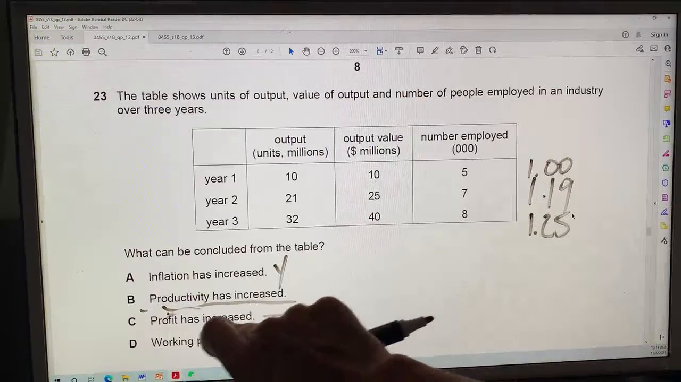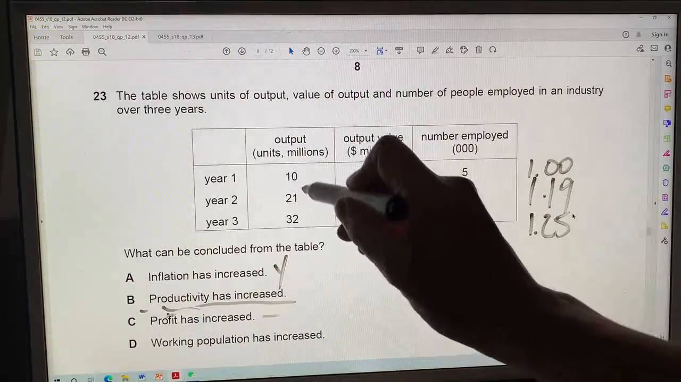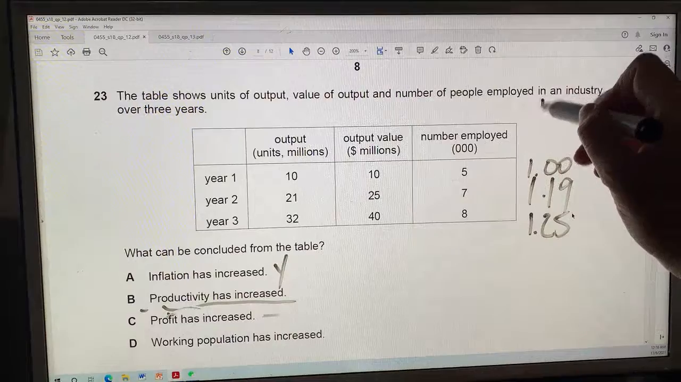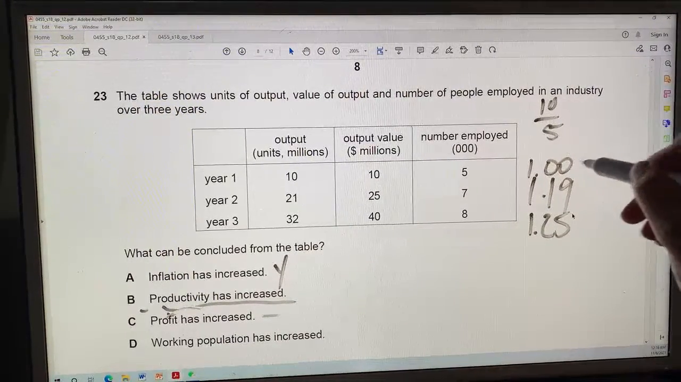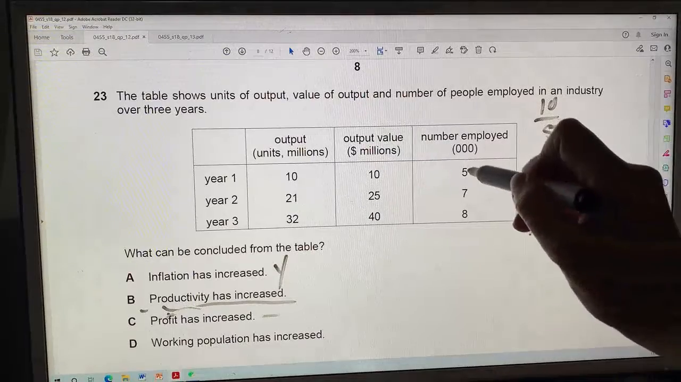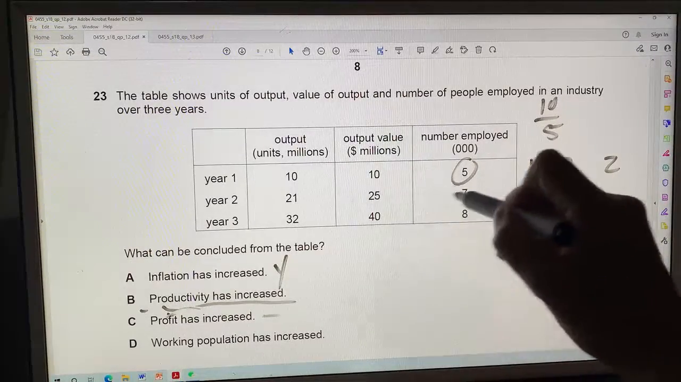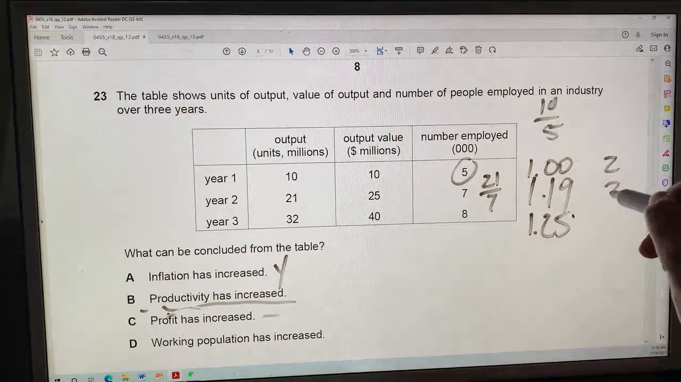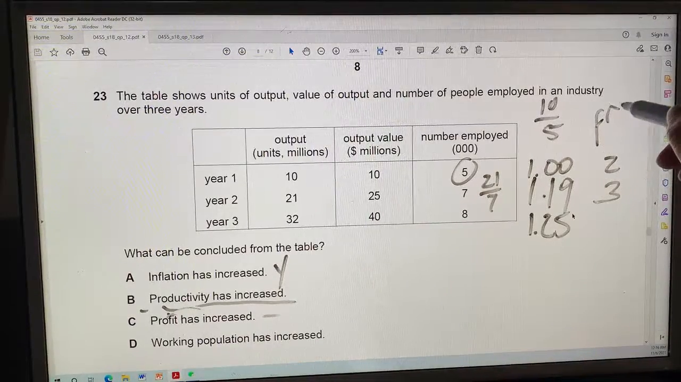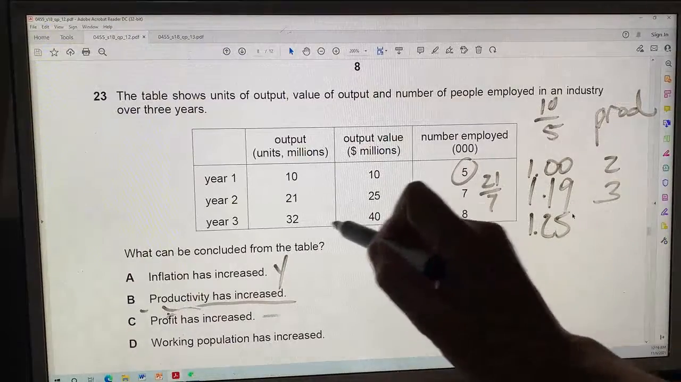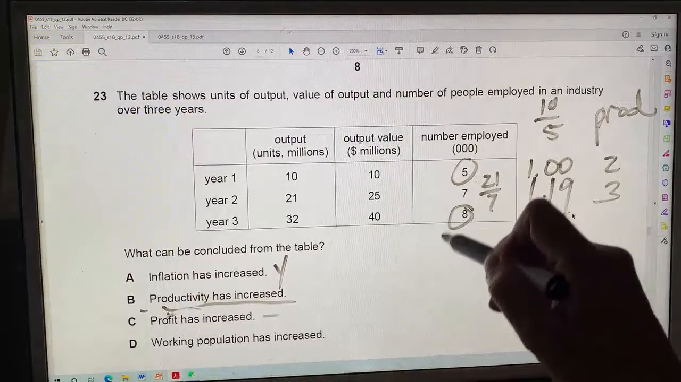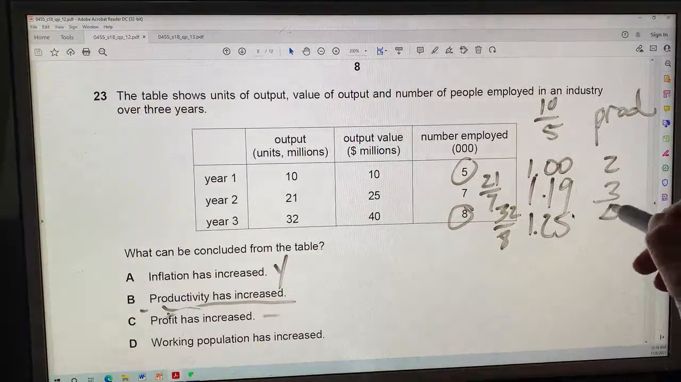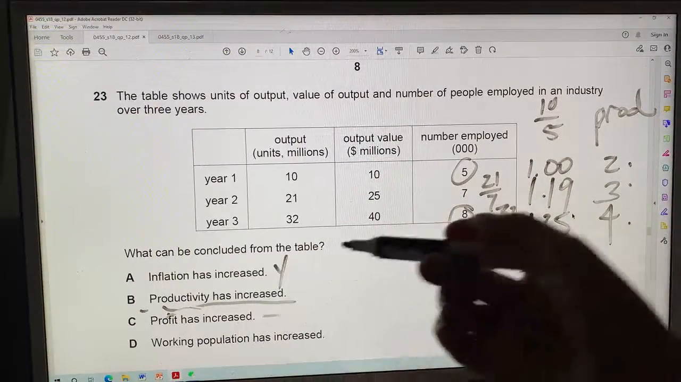How about B? Productivity has increased. Let's see. Year one, I'm just going to say they produced 10. And they had 5 employees. So if you produce 10 for 5 employees, you've produced 2. That's your productivity per employee. In year 2, you produce, 21 divided by 7 is 3. That's your productivity. And in year 3, you have 8 employees and you produce 32. 32 divided by 8 is 4. So productivity has increased. Yes.